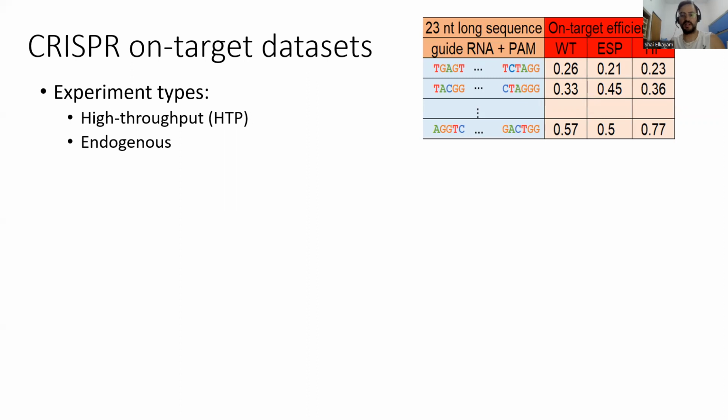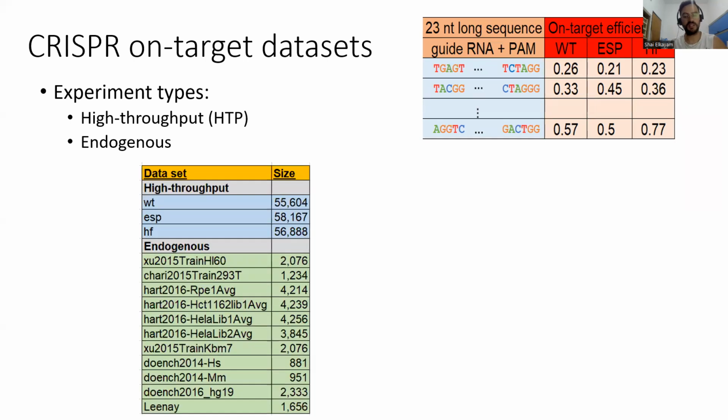The second type is the endogenous experiment, which reflects real CRISPR editing better, but is also much more difficult to do, and as a result, we can get fewer data points from a single experiment. We have used 11 different datasets of this type, and their sizes are in the order of a few hundred to a few thousand. You can see in the table the data sizes of each experiment we used.